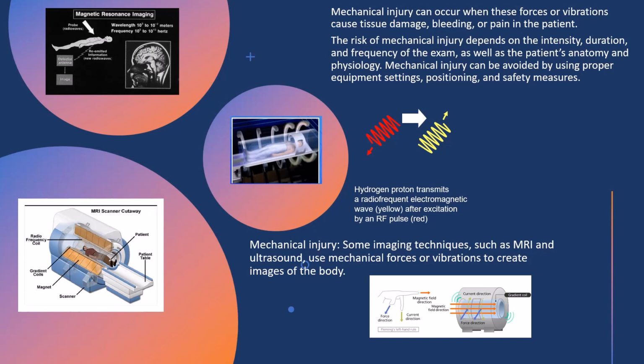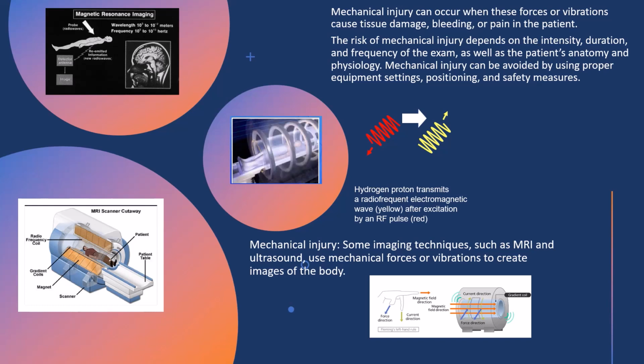The risk of mechanical injury to the patient depends on the intensity, duration, and frequency of the exam, as well as the patient's anatomy and physiology. A mechanical injury can be avoided by using proper equipment settings, positioning, and safety measures. When we talk about mechanical injury, what we're referring to is the vibrations caused within the body. Just like the vibrations caused within an ultrasound examination, there are vibrations within the body as the radio frequencies are emitted and absorbed.